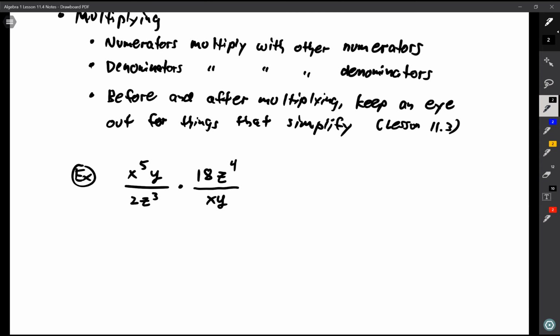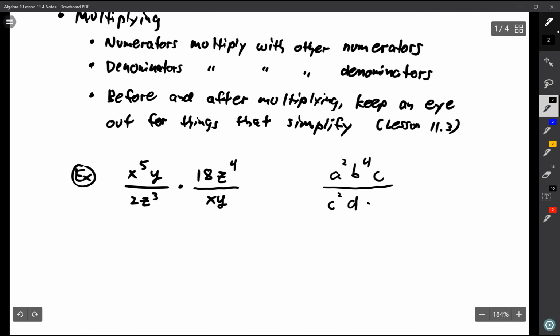multiplying these together. So for example, let's just say I had a squared b to the fourth c over c squared d e to the fifth. Okay. Now what can cancel there? Or what can simplify? The c's, right? And so this is technically a c to the first. So you have a c on top and a c on the bottom.